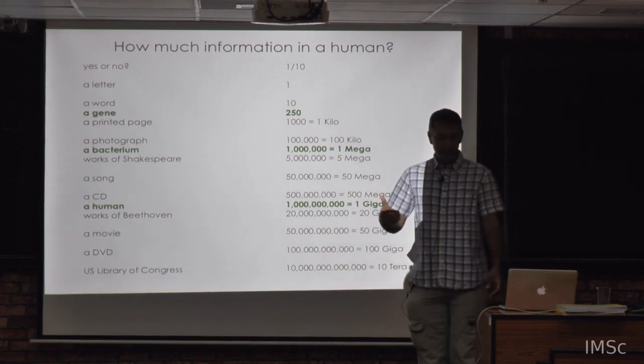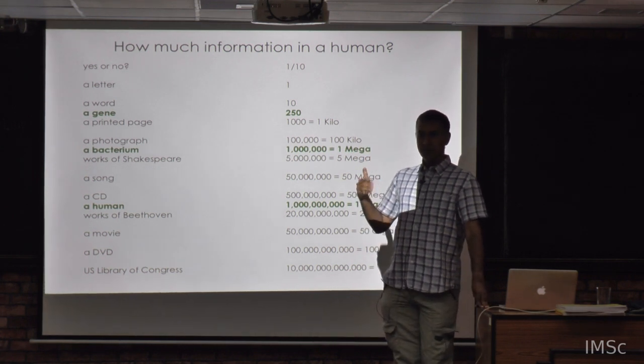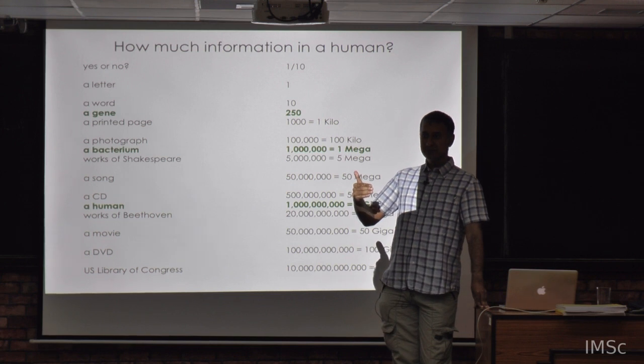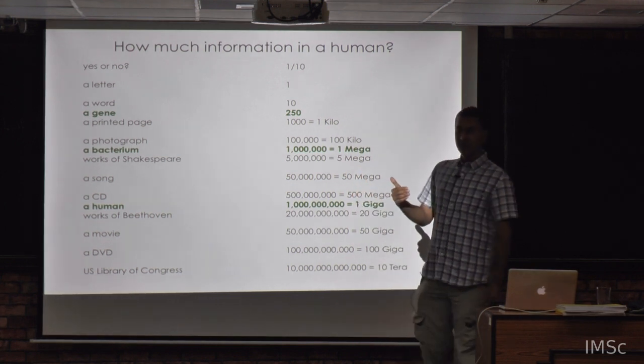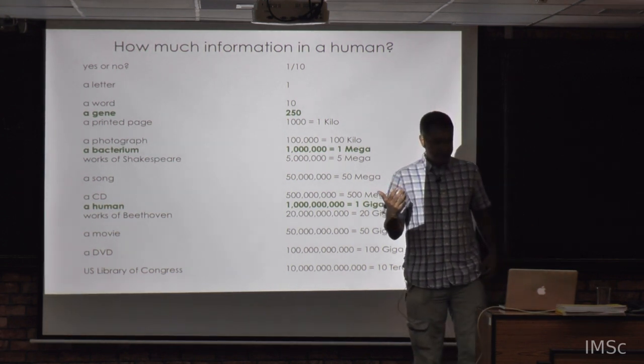So the line I give is, it takes more information to encode a Rajinikanth movie than to encode Rajinikanth himself. But how can that be? That's crazy. But this is true. So we're still trying to figure it out. So where is the information?